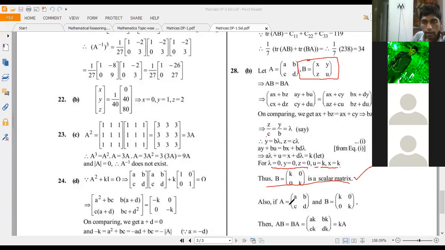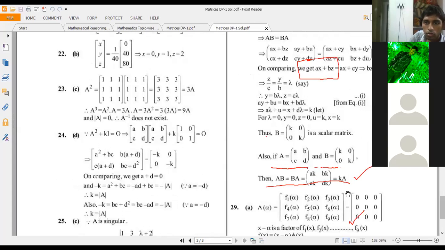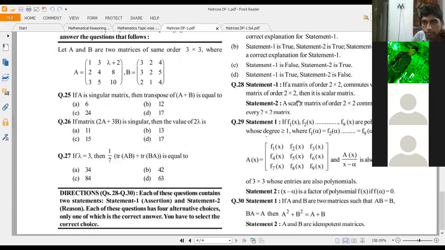So after that he is multiplying A into B and that becomes equal to B into A. That is k times A. I understand everything till here. I think you also understand. Then solution ends. So what did he prove by all this? Forgot the question. If a matrix commutes with every other matrix, then it is scalar.